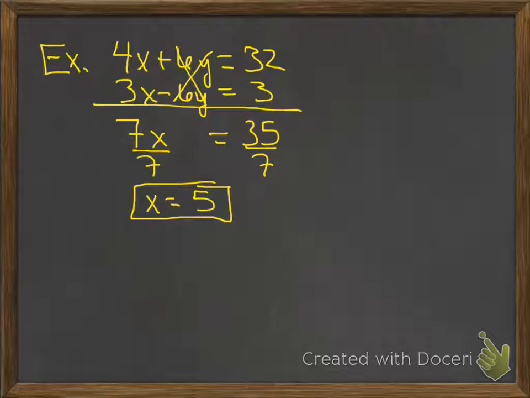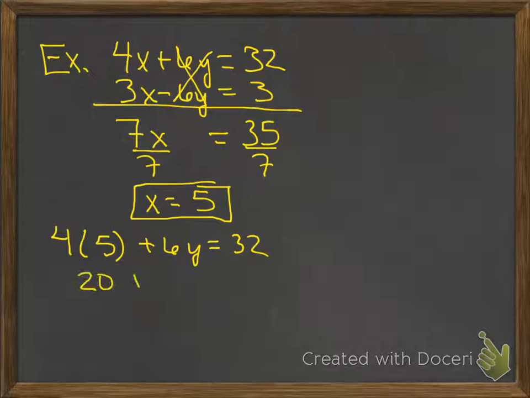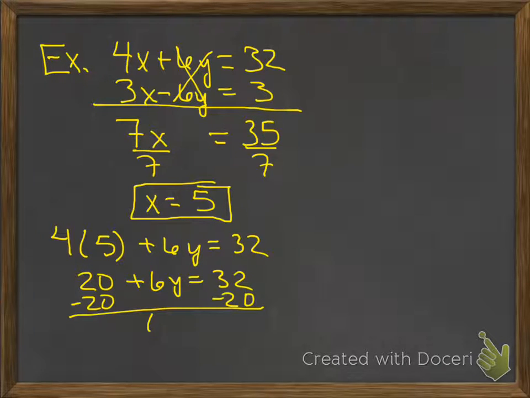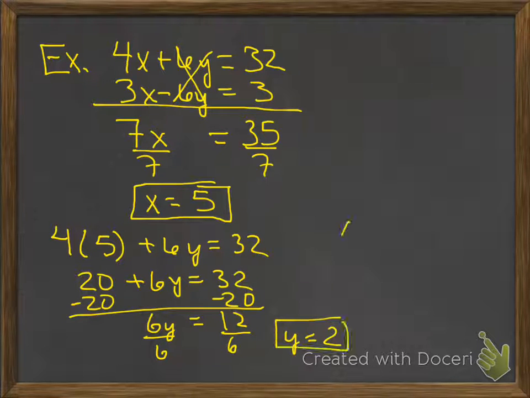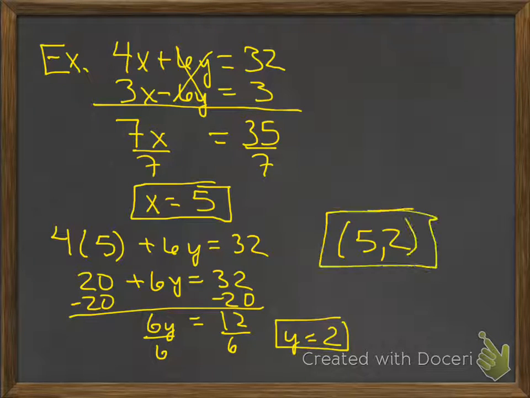Now, from there, you need to find your y. This one takes a little bit more work, but you can choose either equation. What I'm going to do is put the 5 in place of the x in the top equation. So I'm going to say 4 times 5 plus 6y equals 32. 4 times 5 is 20, plus 6y equals 32. Then I need to subtract, and then I can divide to get y is equal to 2. So my answer is (5, 2).